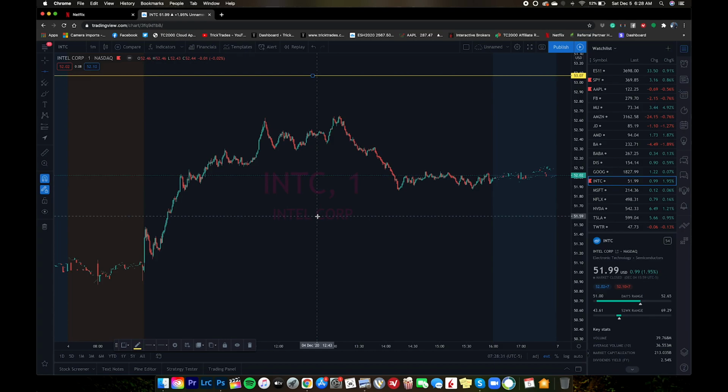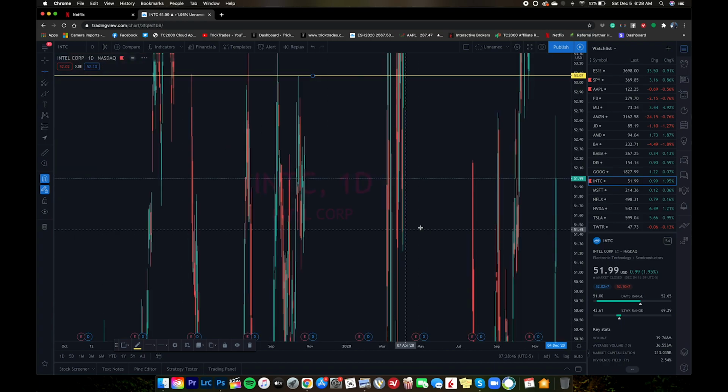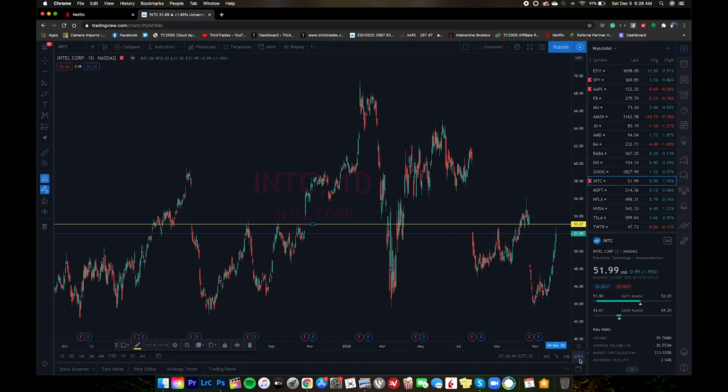Sure, why not, right? Now, I was expecting more of a pullback, so it definitely would have been a bigger trade had it actually really confirmed. But Intel is still very strong. If you look at the daily chart, it's going nuts.